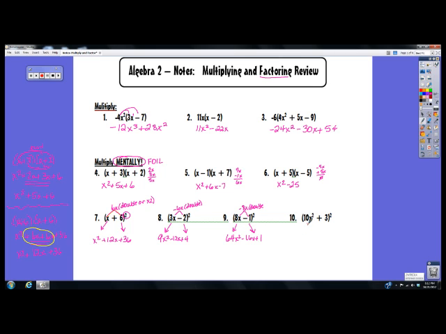And one more of these. 10x squared, squared. 10x squared times itself. That will be 100x to the fourth. 3 squared, or 3 times itself, is positive 9. Multiply those together. That's 30x squared. Now I need to double it. That will be 60x squared.